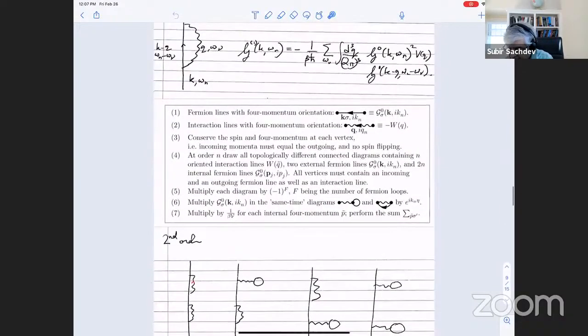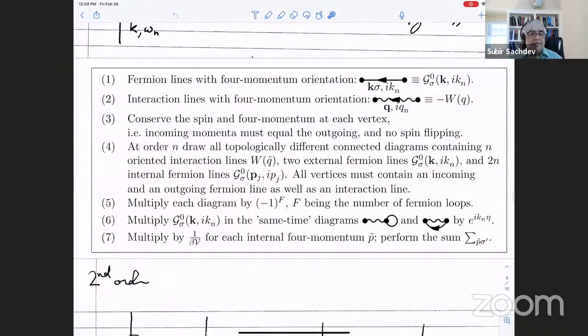Yeah, here we go. So these are the rules from the textbook. I'm following basically exactly these rules with small changes in notation. So this is the propagator of a free fermion.